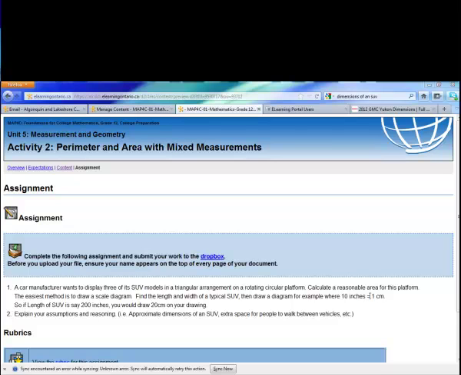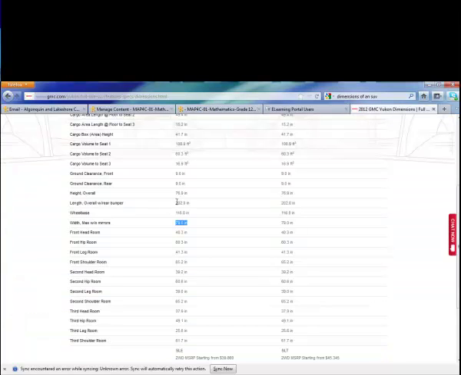So I'm going to use 10 inches as 1 centimeter for my scale. So if the SUV was, say, 200 inches long, I'm going to draw 20 centimeters on my drawing. And so what I did was I went to Dimensions of SUV and I found this GMC Yukon. It happens to be 202 inches long and 80 inches wide.